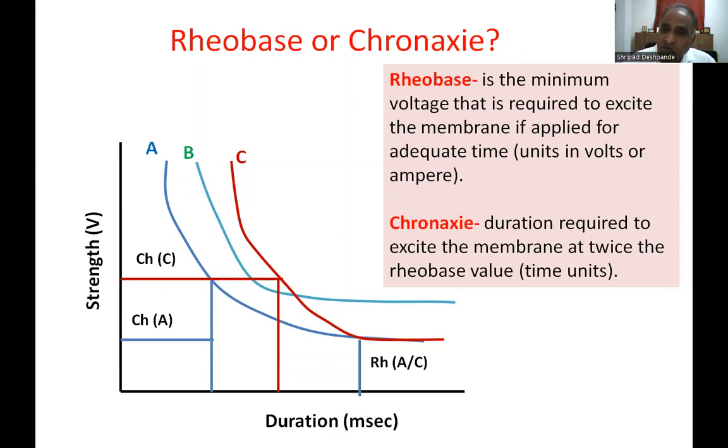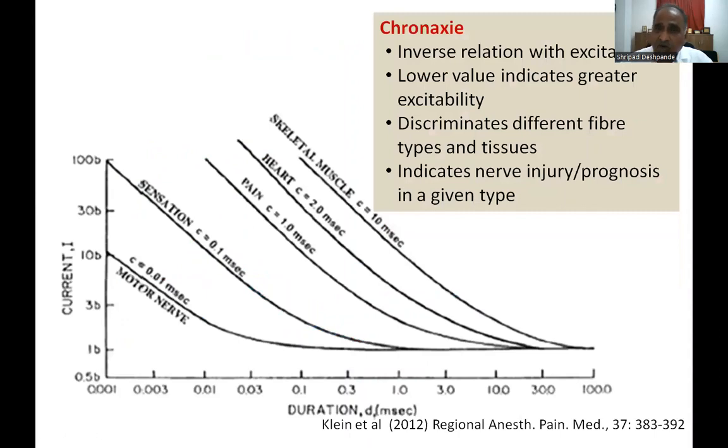Now, with this, what we can infer or confirm is that Chronoxy is the better indicator to assess the excitability of the excitable membrane. You can see that the Chronoxy has an inverse relation with the excitability. A lower value indicates greater excitability.